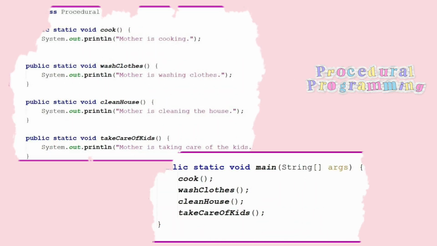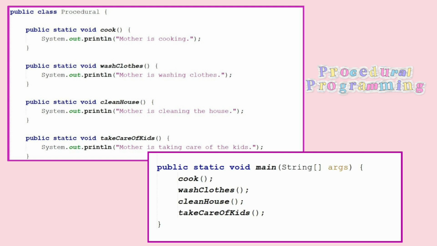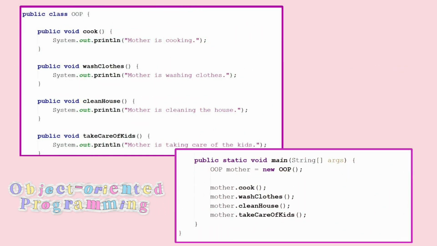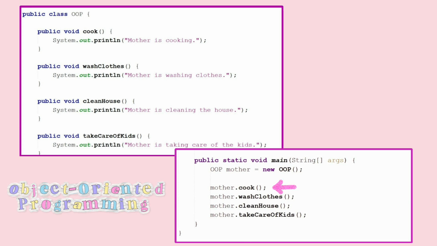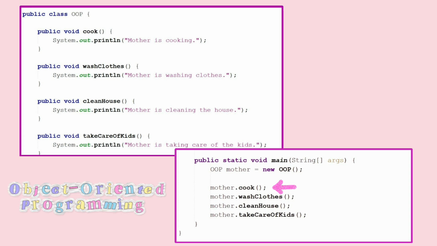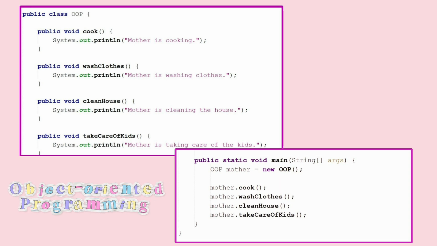First is the procedural programming. As you can see, it's just a list of steps or actions. And by reading the main method, you don't know that it is the mother doing the tasks. While in object-oriented programming, we create a mother, just like in real life. And the code becomes more realistic and easier to read. For example, when the method cook is called in the main method, we now know that it is the mother doing the cooking.